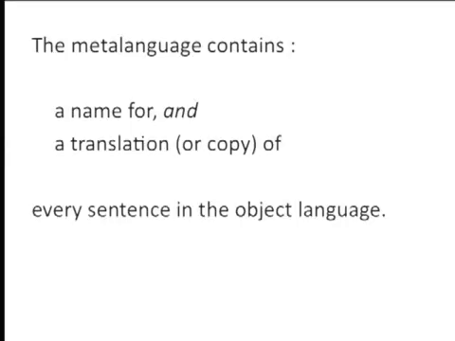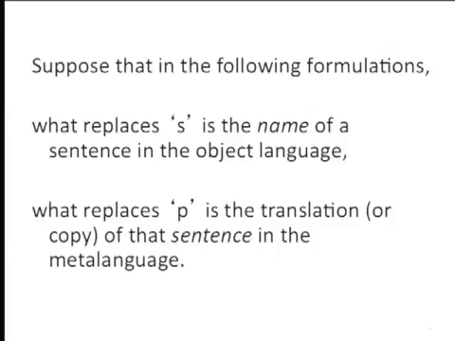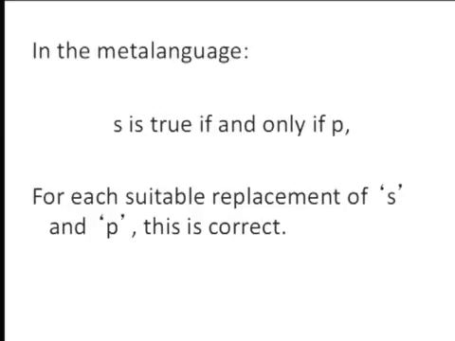Well, suppose that we do this. Suppose that S is the name of a sentence in your object language, usually a quotational name. What replaces S is the name of a sentence in your object language, and what replaces P is the translation or copy that you have of that sentence in the object language. Is that all right so far? Here is a general condition on pairing up of names of sentences in your object language and translations of sentences in your object language. When you put the right replacements for S and P, then S is true if and only if P, and that will come out correct.